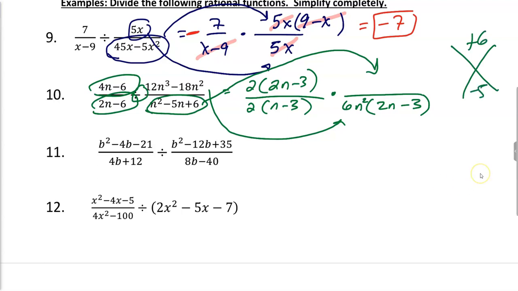2 times 3, negative, negative. That's 6 to the left. It definitely works, because your signs would be off.